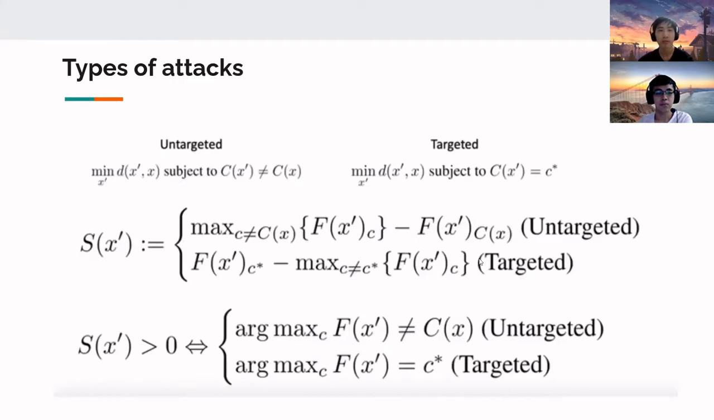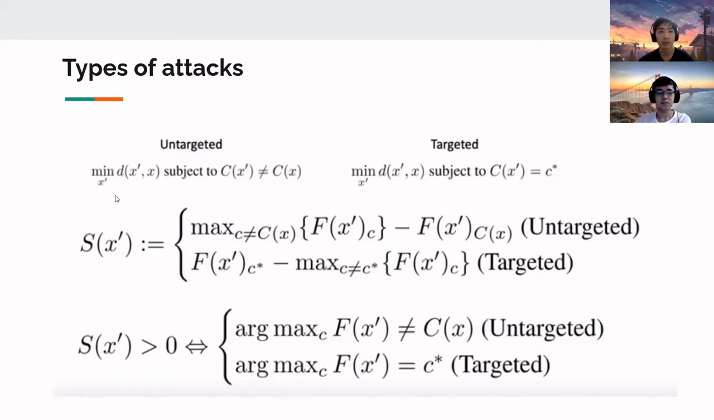We have two types of attack, which are untargeted attack and targeted attack. For untargeted attacks, we aim to minimize a certain distance metric, which will be explained later by Jason, such that the original label is different from the adversarial label. For targeted attack, we try to minimize that distance metric such that the label becomes our designated target label.